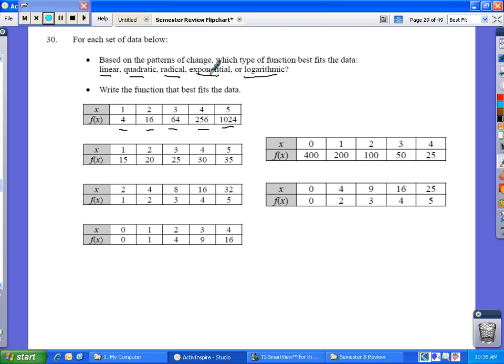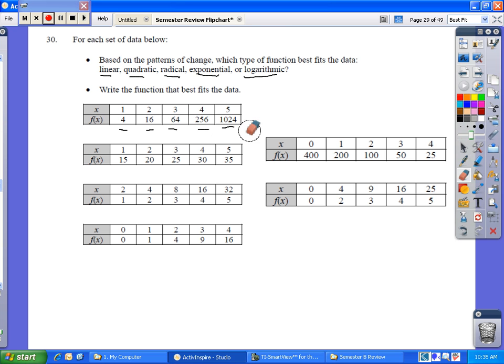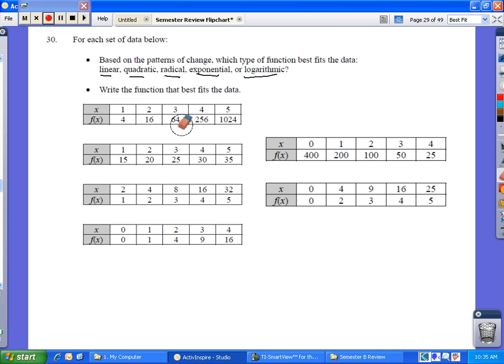Exponential is going to be multiplying by something in the y value, and a logarithmic is going to be just the opposite, where the x values are going to be multiplied. So those are the different patterns that we're looking for in each of these tables.